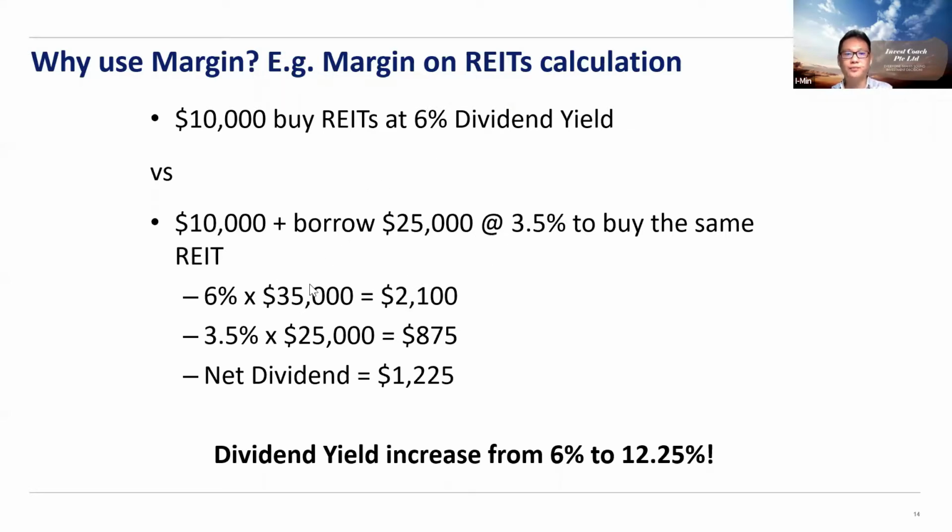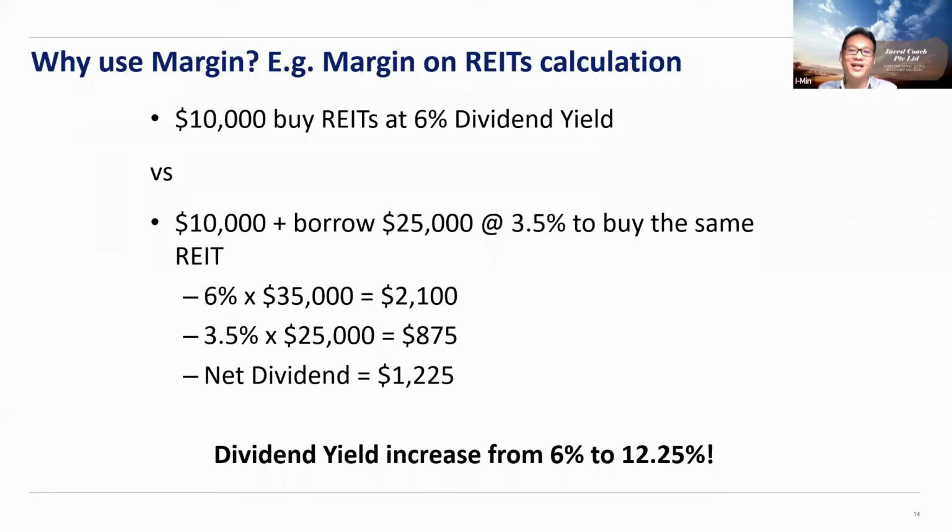Your dividend, instead of being from 10,000, you're actually getting dividend from 35,000. Which means you get $2,100. Then, of course, you have to pay interest, this 3.5% on the 25,000. Your interest is 875. Your net dividend is 1,225. So can you see, after leverage, I can get 12.25% yield.